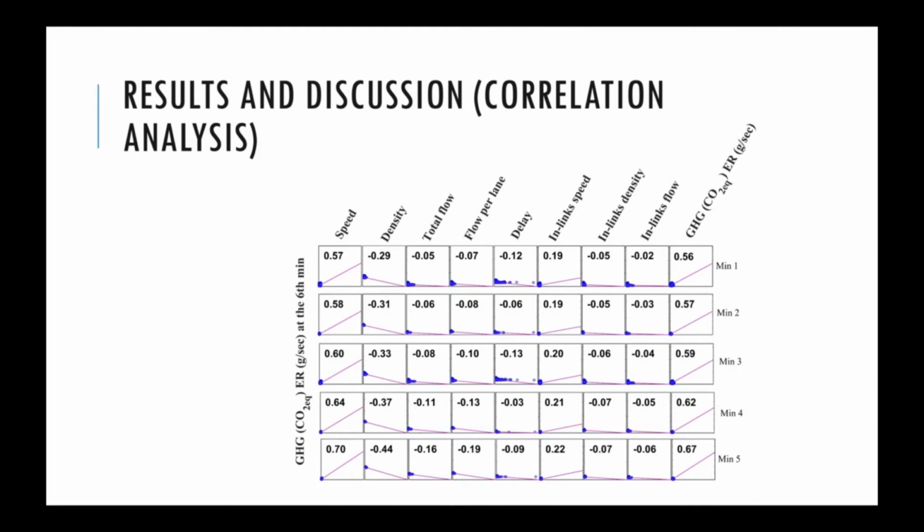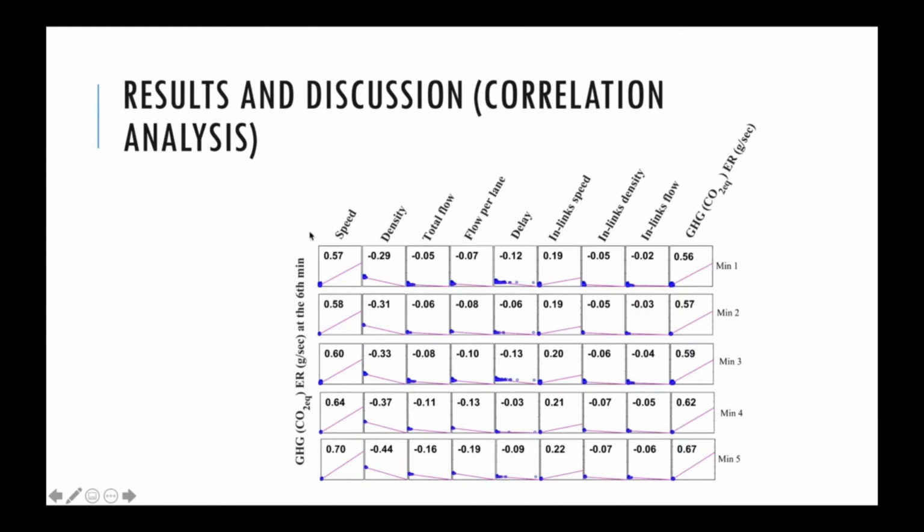So what happens on end links at time, let's say, t-1 implies what the conditions would be on the studied link at time t. So we chose 5 minutes, minute 1, 2, 3, 4, 5, and we investigated the correlation of these indicators with the greenhouse gas emission rate at the 6th minute. We found that the absolute value of the correlation coefficient increases from minute 1 to minute 5 for all the indicators except delay.